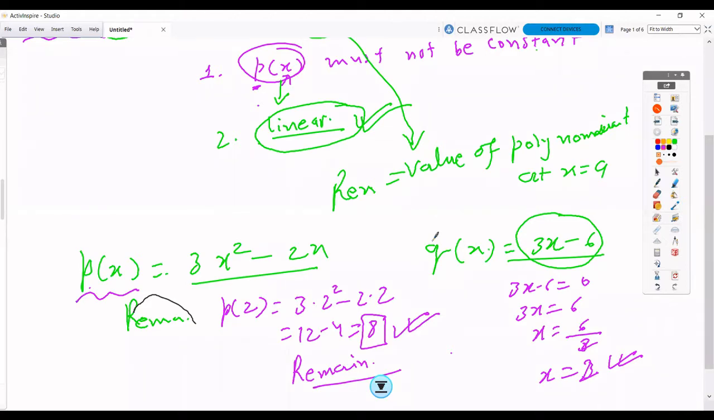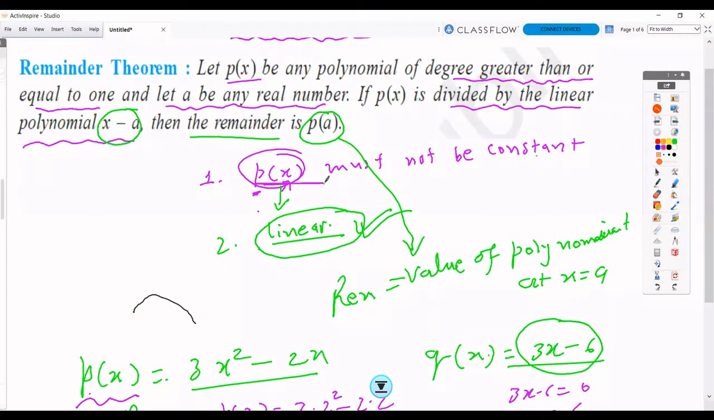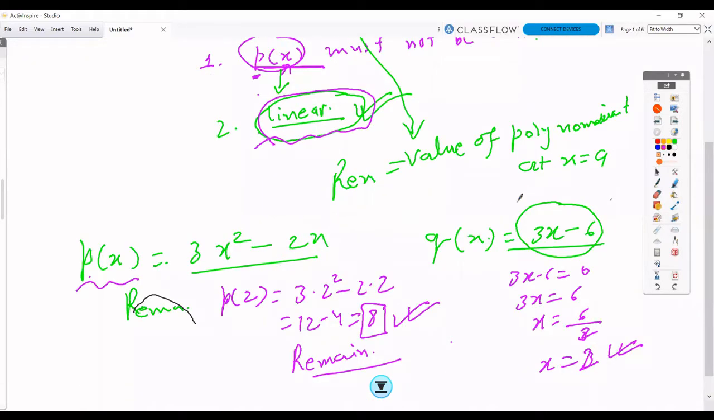So to find the remainder of polynomial division, we must take care of two things. First, P(x) must not be a constant. If it is constant, we cannot use the remainder theorem. Second, we can apply it only when Q(x), the divisor, is linear. If the divisor is not linear, then we cannot use the remainder theorem. This condition must be kept in mind.